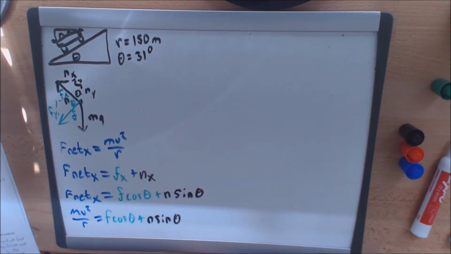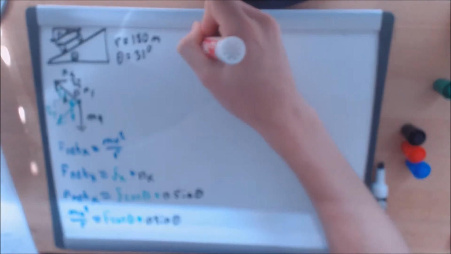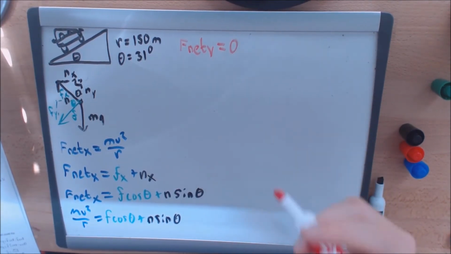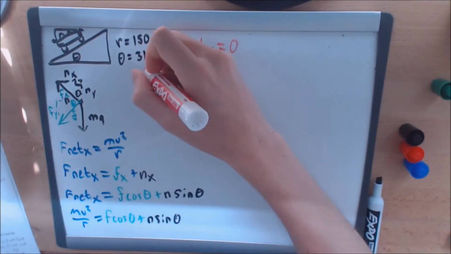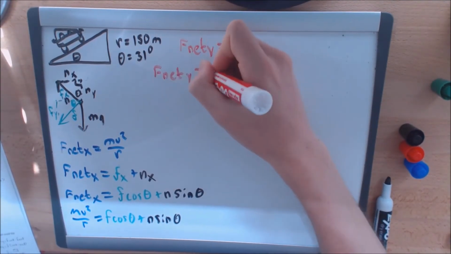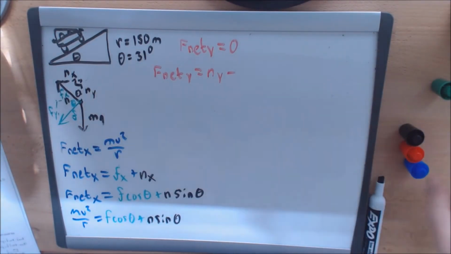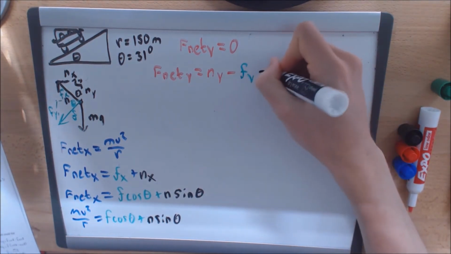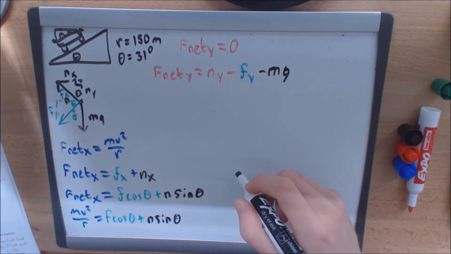So that's great. Now we want to do the y's. F net y is 0, right? We've said that before, we'll say it again. F net y is 0. The car is not moving up or down, or accelerating up or down, I should say. So F net y, if we look at forces, is equal to Ny, which is up, minus Fy, which is down, minus mg.